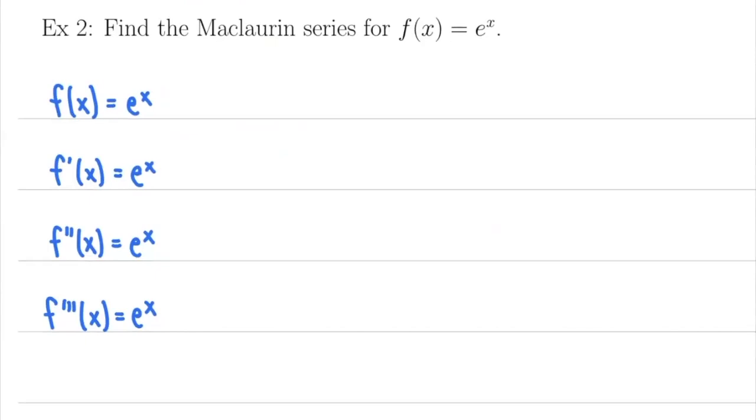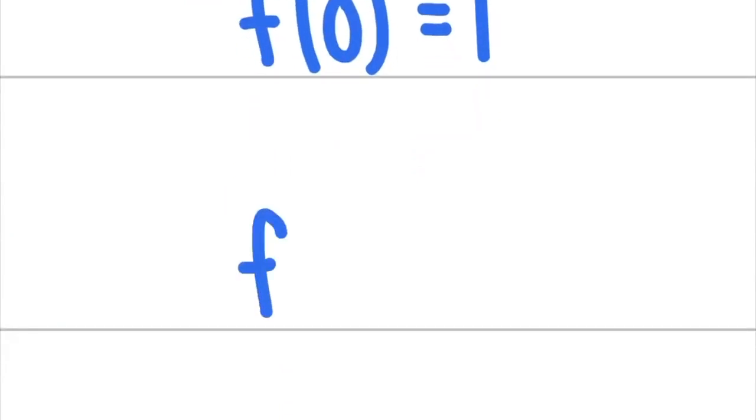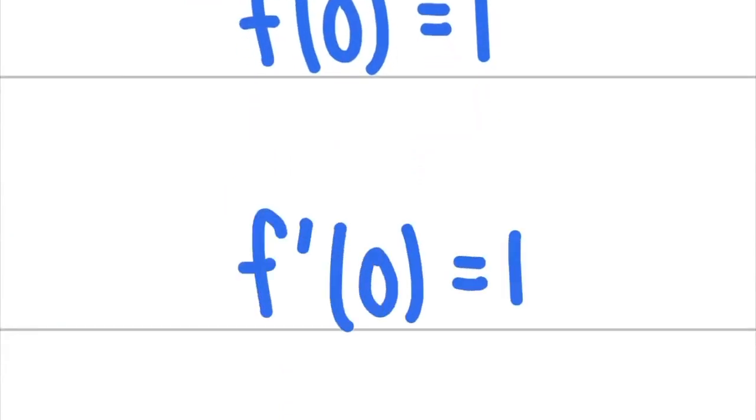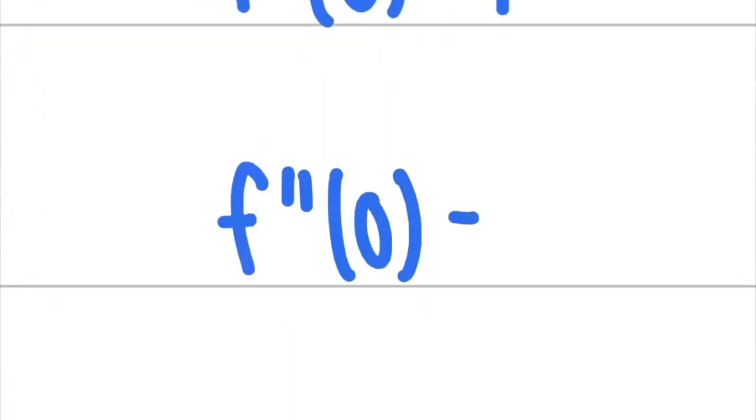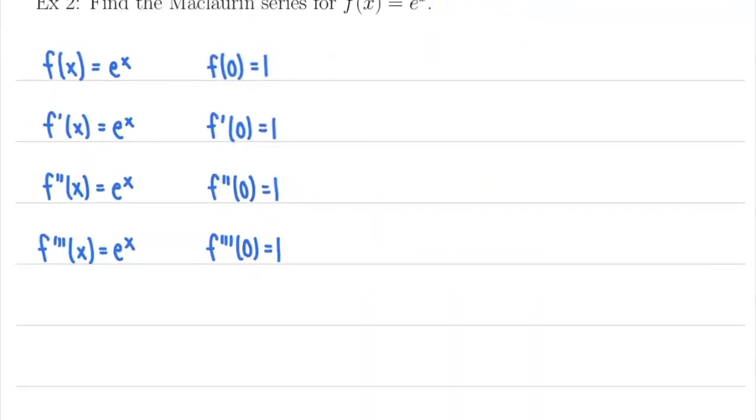And since this is a Maclaurin series, I'm going to plug in 0 because that's the center. So f of 0, e to the power of 0 is just 1. F prime of 0 is also 1. F double prime of 0 is 1. F triple prime of 0 is 1. I'm just going to start off by writing those out because we're going to use them.